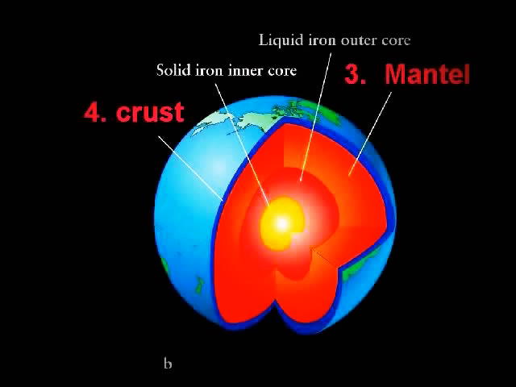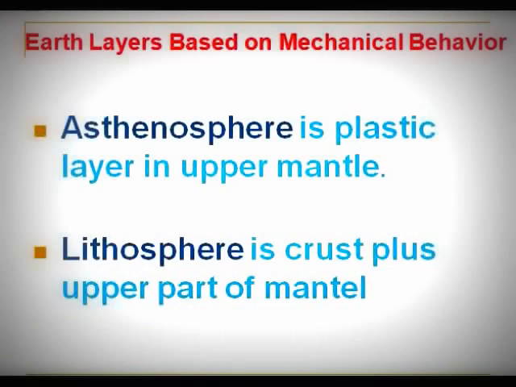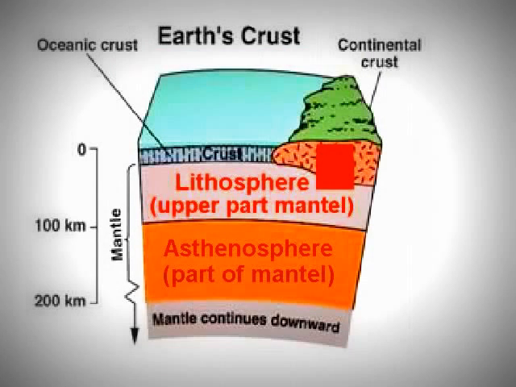Now let's go back to the mantle and crust, zones 3 and 4. Because these are the area of mineral deposits and exploration, geologists have divided these two zones somewhat differently into what we call the asthenosphere and the lithosphere. Let's look at the differences.